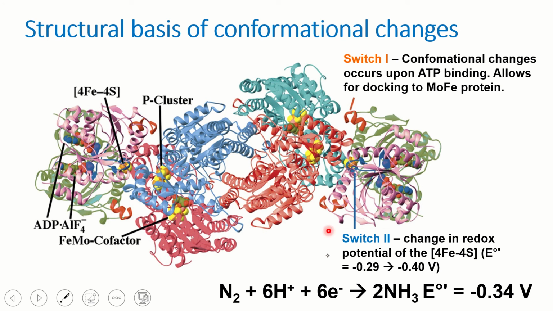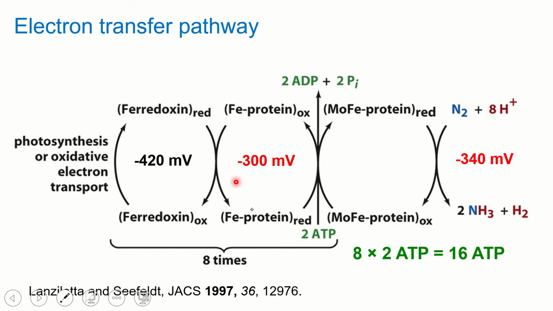In addition, switch 2 changes the redox potential of the 4 iron 4 sulfur cluster, particularly when it's bound to the MoFe protein. And so what happens is that instead of being negative 300 millivolts, once the ATP is bound and it's reduced, the reduction potential now drops to negative 430 millivolts. And so that now means that this is more reducing than the dinitrogen, and now electron transfer can proceed as expected all the way to nitrogen through the P cluster and the FeMoCo.